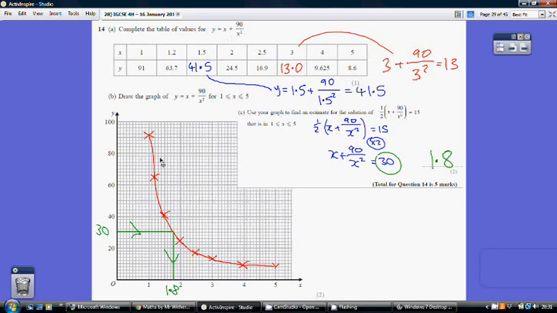So where does this curve equal 30? I need to go and draw in a line along the x-axis here. Okay, so I'm drawing where it equals 30. I could have extended this line along here, but basically this is where they intersect. So I take a reading here and I get 1.8. So where this curve crosses the line y equals 30.